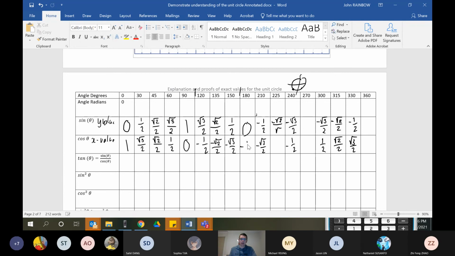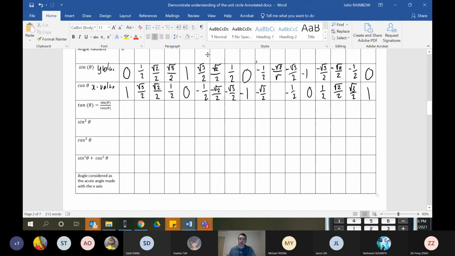And cos would be then -1, because you're around here, right? Then at 270, well, sine would be -1 and cos would be 0. And then when we get to 360, well, we're back at the start again. So we know that sine is 0 and cos is 1.